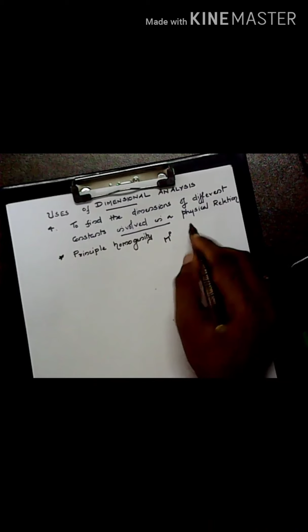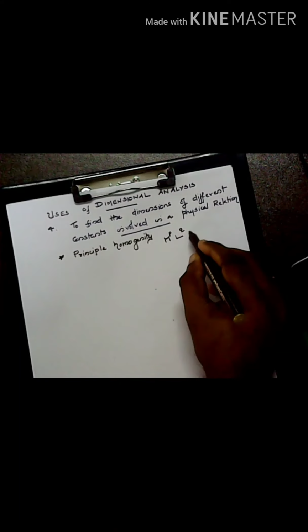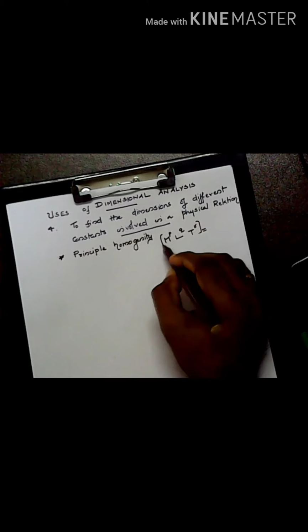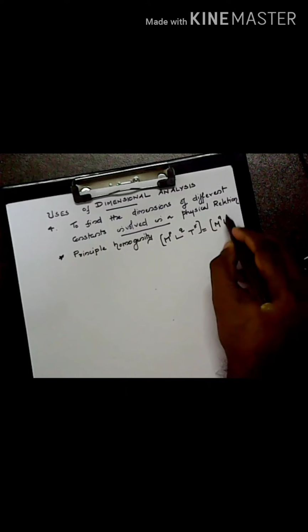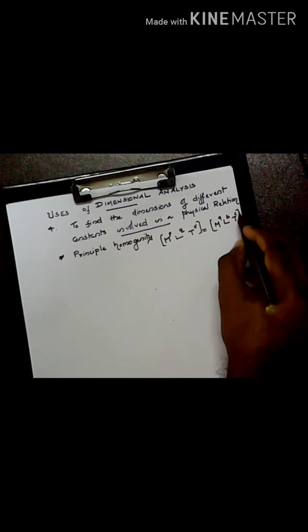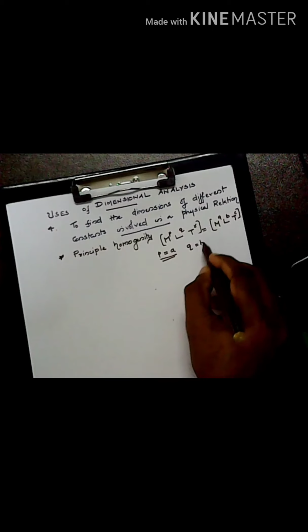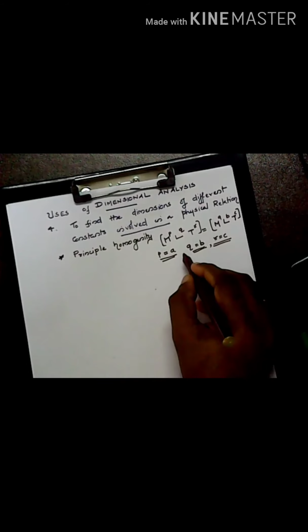So that means m raised to p, l raised to q, t raised to r is equal to m raised to a, l raised to b, t raised to c. That means we have to write p is equal to a, q equal to b, and r equal to c. The dimensions on both the sides are equal.